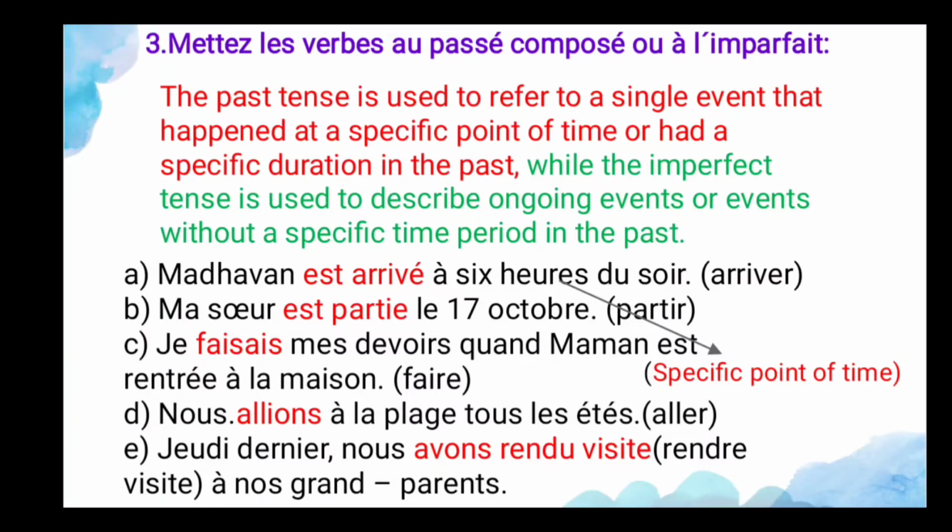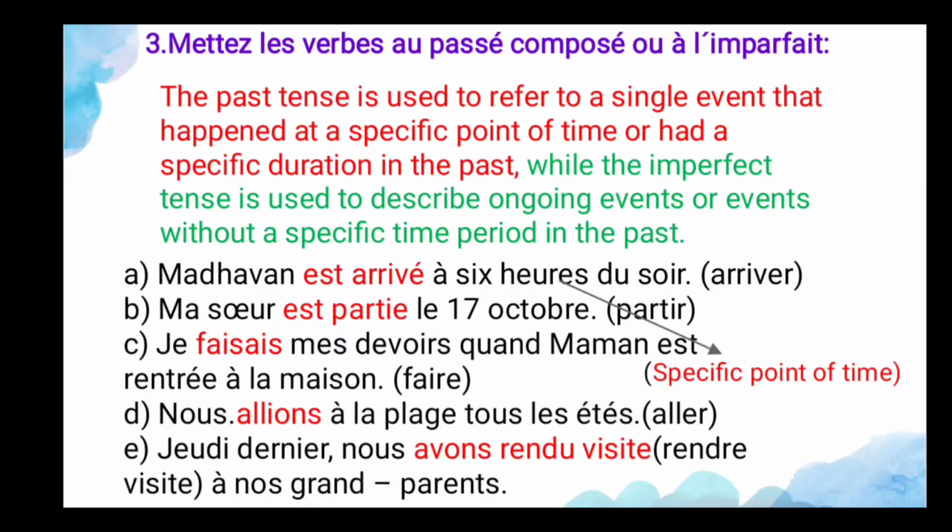And move to the imperfect. The imperfect tense is used to describe ongoing events. Ongoing events, an action in progression, right? Or events without a specific time or period in the past. So when it is used for the imperfect tense, there is no specific time or period of time mentioned in the past. Let us see the exercise.